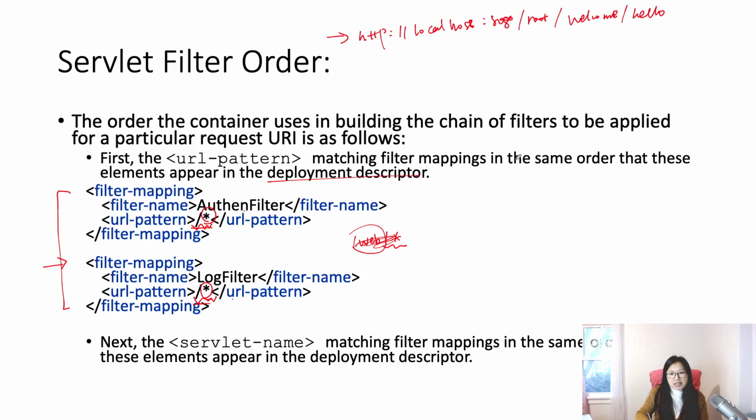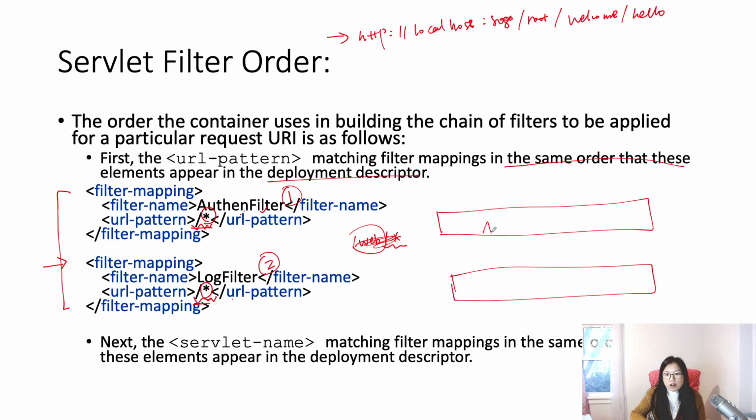As the statement says, in the same order that these elements appear in the web.xml file. So the authentication filter appears first, so the doFilter method in this filter will be called first. And the log filter appears after the authn filter, so the doFilter in the log filter will be called second. What it means is, let's write a diagram.